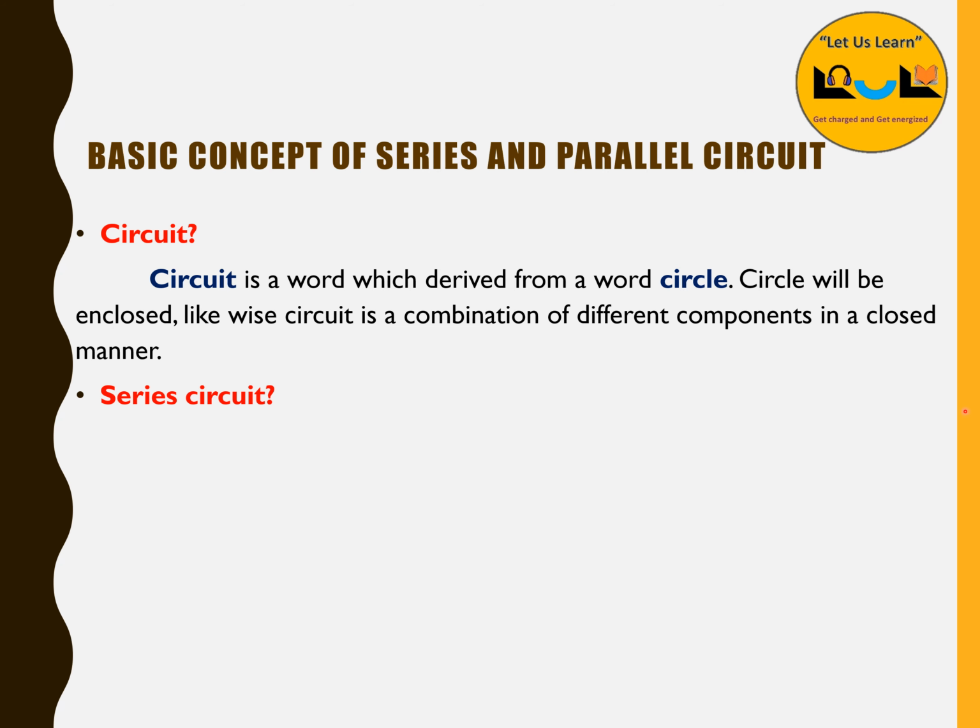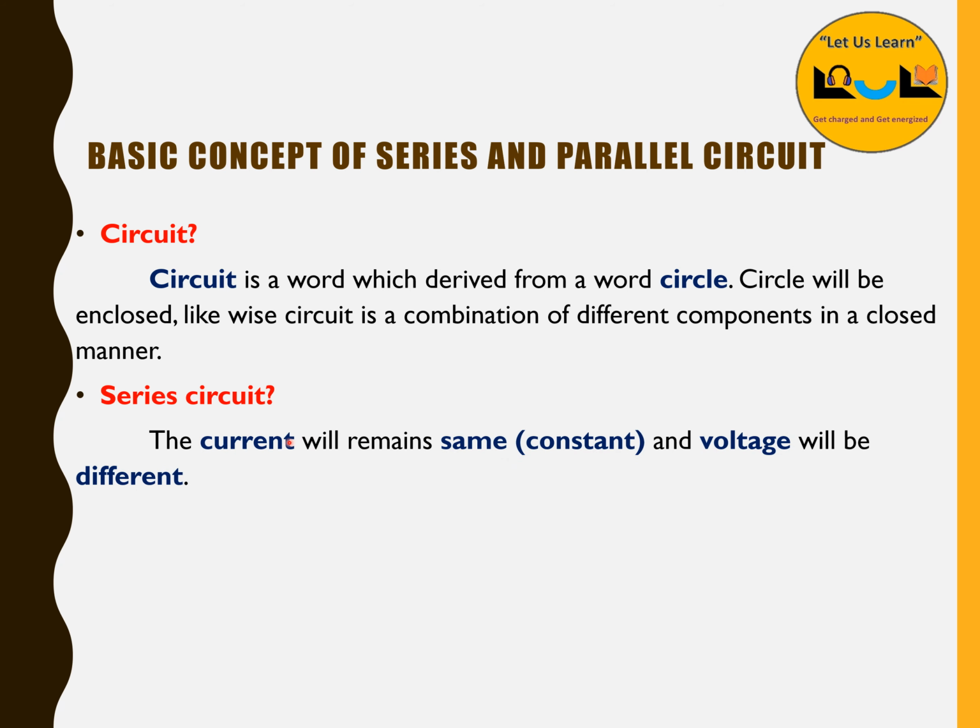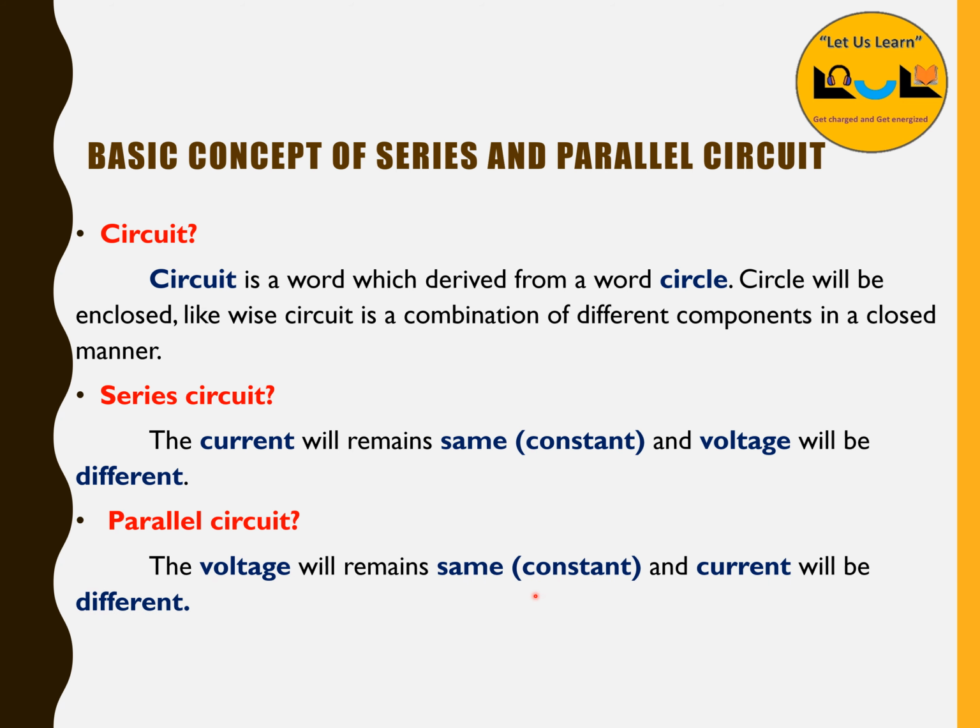What is a series circuit? A series circuit means a back-to-back connection of components. In a series circuit, the current will remain the same or constant and the voltage will be different. And in a parallel circuit, the voltage will remain the same or constant and the current will be different. So these are the basic concepts of series and parallel circuits. Since we are going to discuss the simple lamp connection, series lamp connection and parallel lamp connection, we discussed this basic concept.